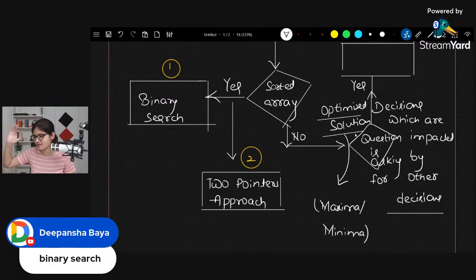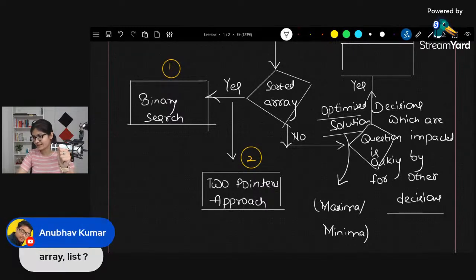Anyone? I have talked about this again in my playlist. There are two approaches that we have in DSA to solve any optimized solution, meaning anything where you want to find out the maxima or minima. No, not array list. It's an algorithm. Let me give you a hint. It's an algorithm. Either it will be divide and conquer, or greedy, or DP, dynamic programming. What do you think? Out of these three, what will be the answer? Anyone who can think of?